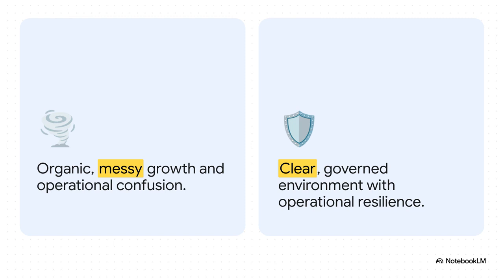Before the review, you've got this organic, messy growth that causes operational confusion and hides all sorts of cyber risks. But after the review and putting that action plan to work, you transition to a clear, governed environment characterized by real operational resilience. Basically, you go from just hoping your data is safe to actually knowing it is. And that provides a much safer, more secure foundation for your whole team to collaborate without any unnecessary worry.